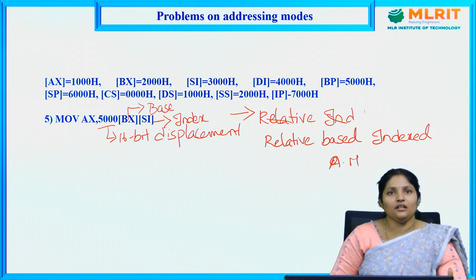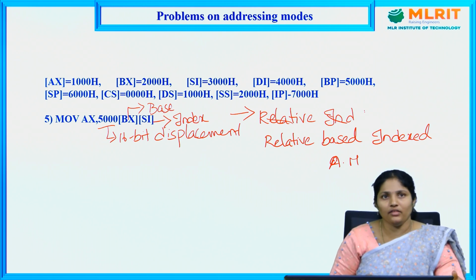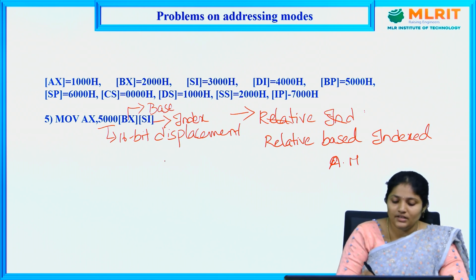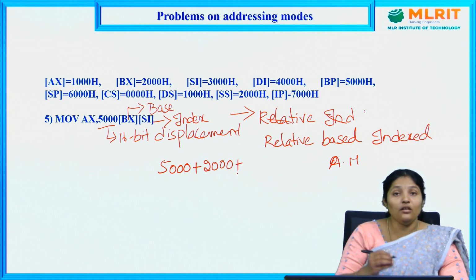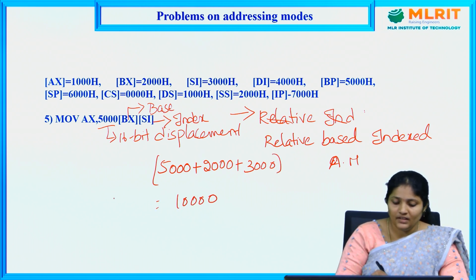In this particular instruction, how will we calculate the physical address? Before going to the physical address, we need to have the offset address. How will we calculate the offset address? The offset address will always be calculated by taking the displacement along with the data present in the BX register, which is 2000, along with the data present in the index register SI, 3000, which is nothing but 10,000. This is the offset value.